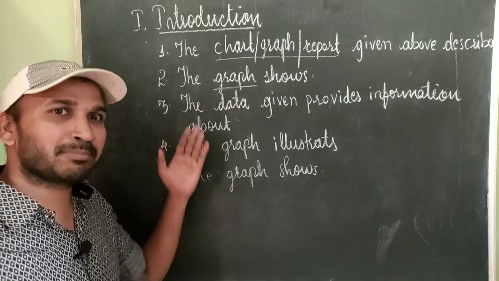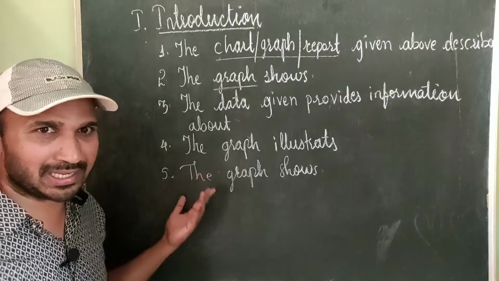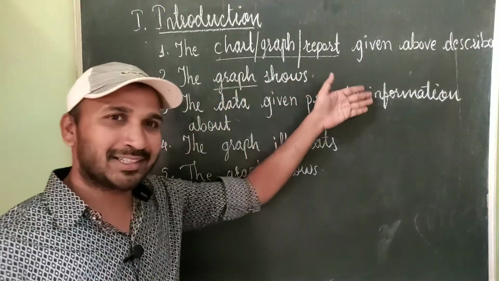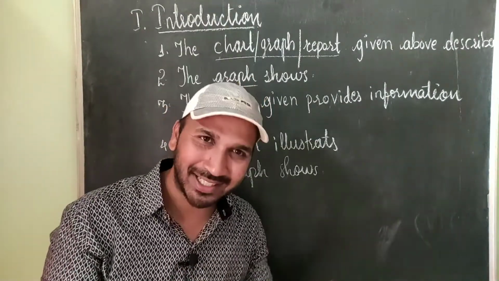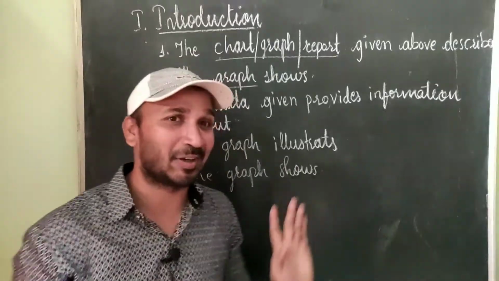If the pie chart is given, write pie chart. If the line graph is given, you have to write line graph shows that. Further, you have to collect the information from the question itself. The question has that information.